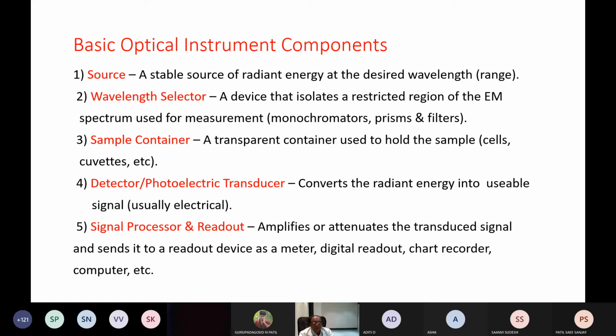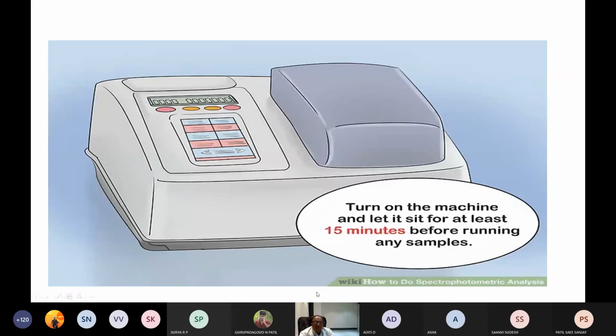And signal processor and readout, which amplifies and attenuates the transmitted signal and sends it to the readout device as a meter. That is the one which converts the signals that have come into the recorder of the computer. The absorbed light will be converted by the detector device and expressed in a digital way. These are some parts of the colorimeter, or the words that will be used in the spectrophotometer. So you can have a look at this.